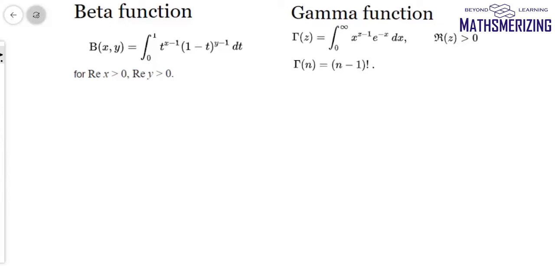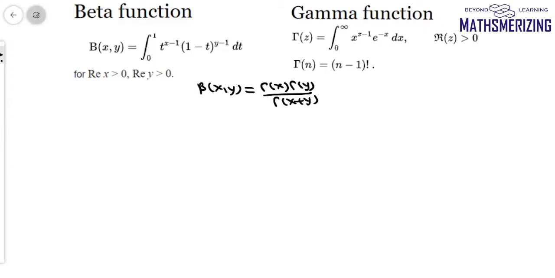Now in the previous video, we have proved the relationship between beta and gamma function as beta(x, y) is equal to gamma x into gamma y upon gamma x plus y using integration by parts. Now we'll prove this relationship between gamma function and beta function using double integrals.